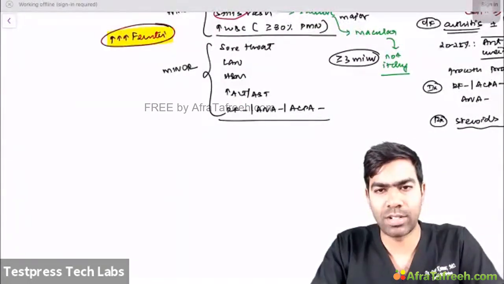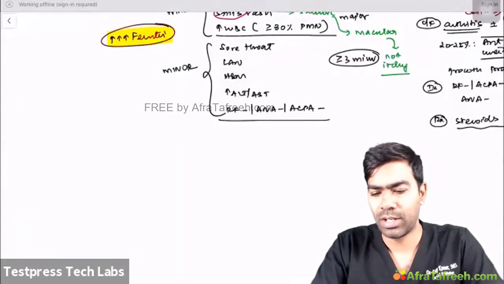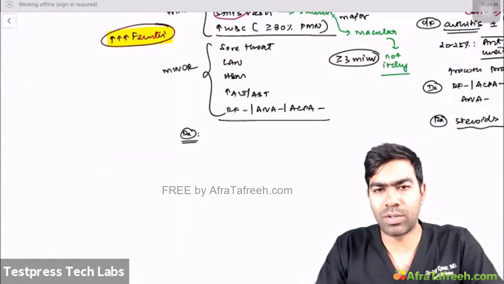So of course, these are the basic features of adult onset Still's disease, and the criteria that is used to diagnose Still's disease may be asked in exam. That's called the Yamaguchi criteria. The name alone is important. And treatment is like routine arthritis only.